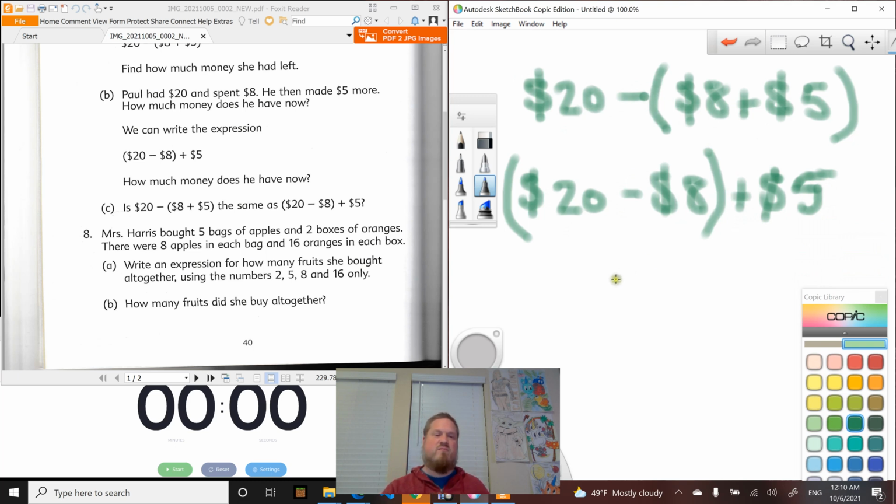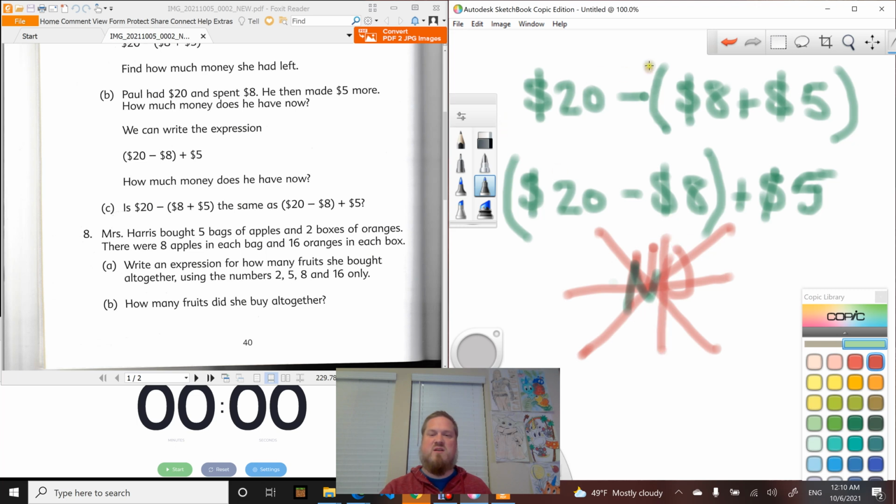So, do these two equations come out to the same answer? What do you think? And the answer is, oops, let's try to pick red. The answer is no. They do not. And the reason is because the order of operations is different, because they have different parentheses.